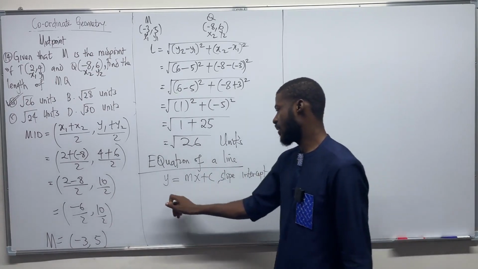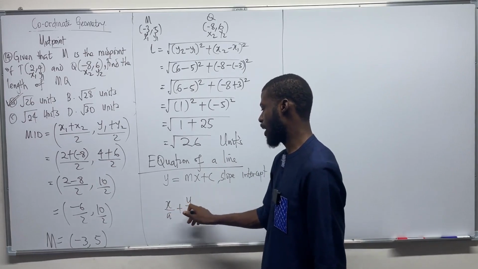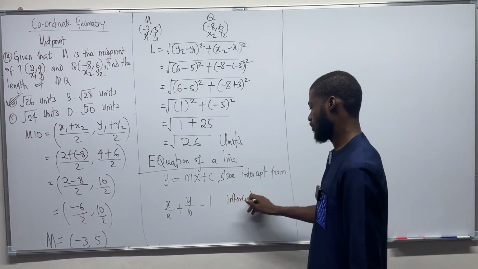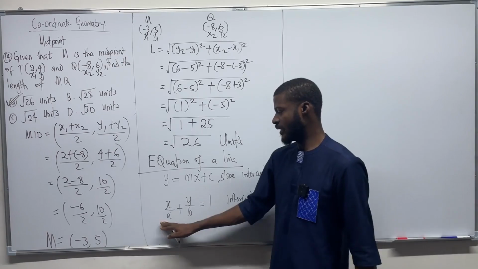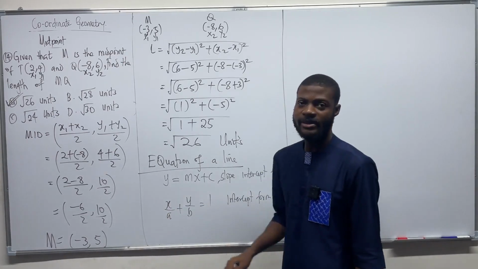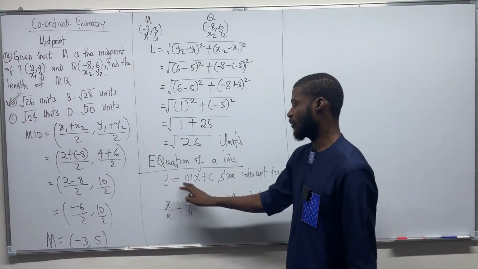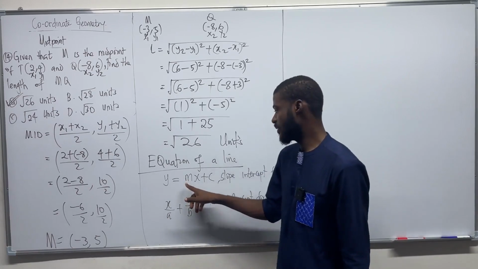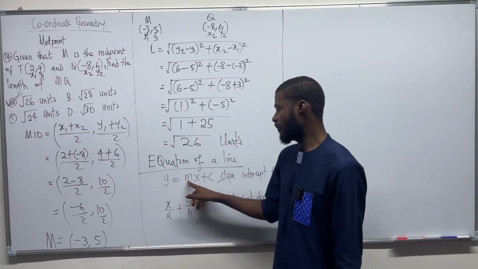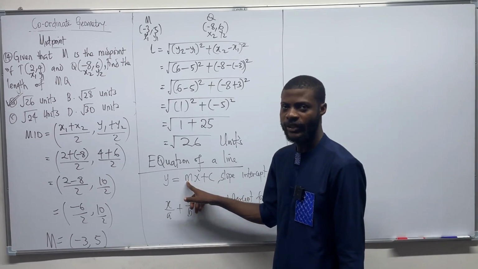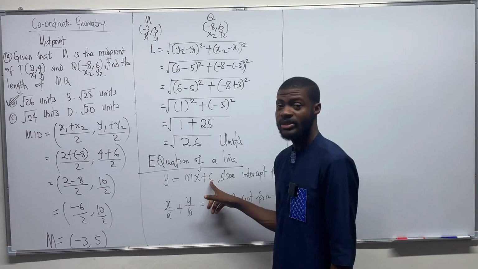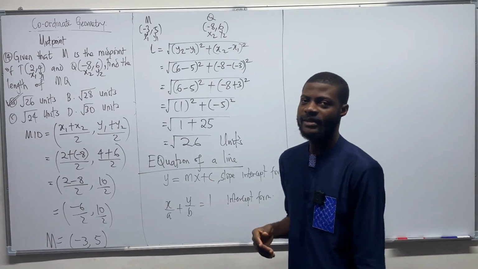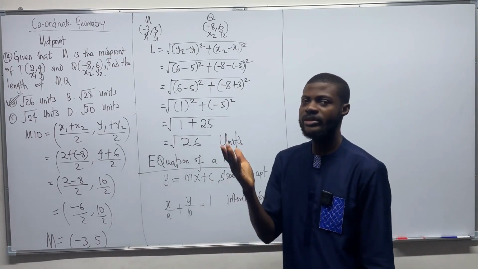There are other ways. x over a plus y over b equals 1. This is just called the intercept form, because a is the x-intercept, b is the y-intercept. But we barely use this. So let us go back to y equals mx plus c. Now remember that I said the symbol for gradient when we started. The symbol for gradient is letter m. So m right here is your slope. It is your gradient. Then c is what? The y-intercept. Every single line must pass the y-axis.